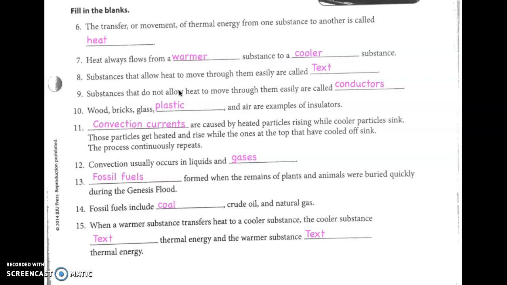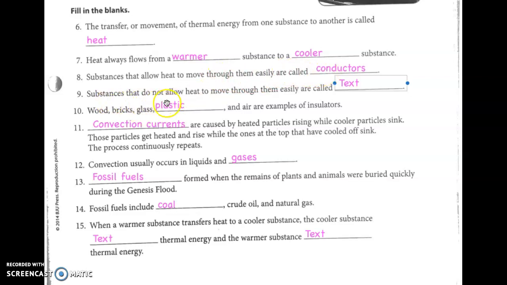Oh, hang on guys, I just realized I made a mistake. Numbers 8 through 9. This is supposed to be over here, right? It does allow. Okay, things that allow heat to move through them easily are called conductors.